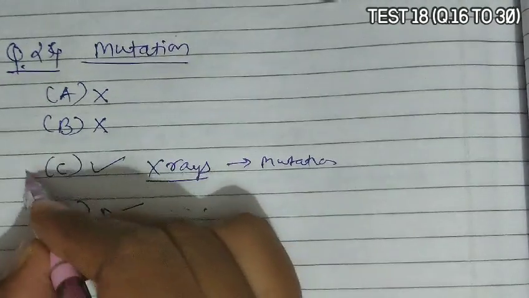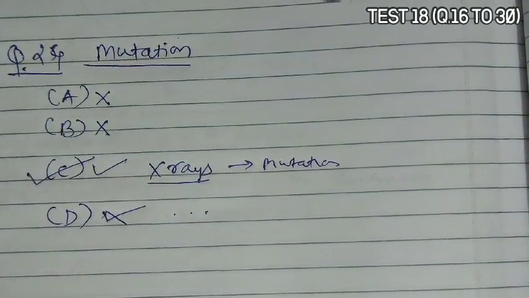And option D, if any cell of the body is exposed to radiation, then also mutation can occur. But any radiation cannot do it. A specific type of radiation causes mutation, so it can be incorrect. So C is more appropriate.